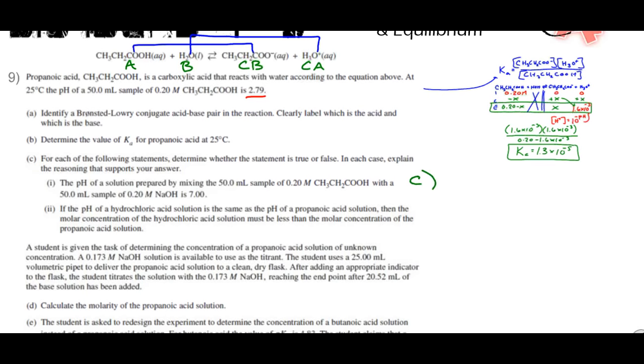Okay, let's look at letter C, because it changes just a little bit. For each of the following statements, determine whether the statement is true or false. In each case, explain the reasoning that supports your answer. The pH of the solution prepared by mixing 50 mL of 0.2 molar CH3CH2COOH with a 50 mL sample of 0.2 molar NaOH is 7. All right, first, my gut feeling right away is that this is a strong base and this is a weak acid.